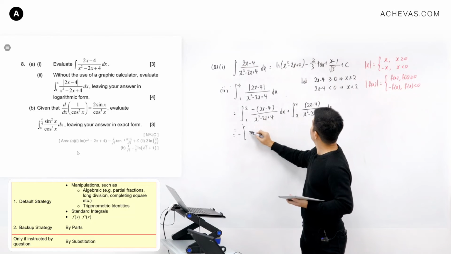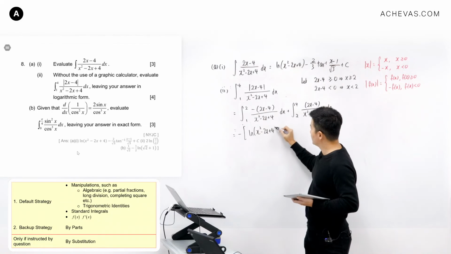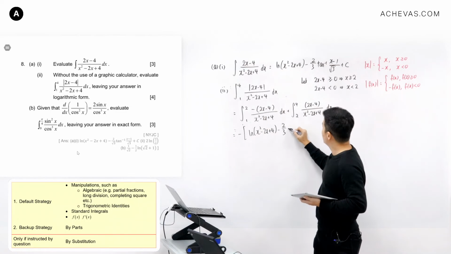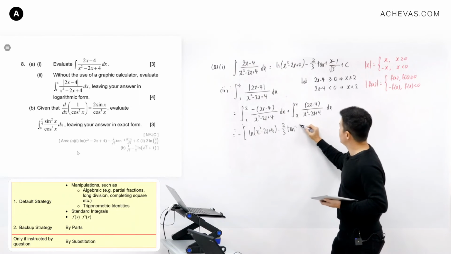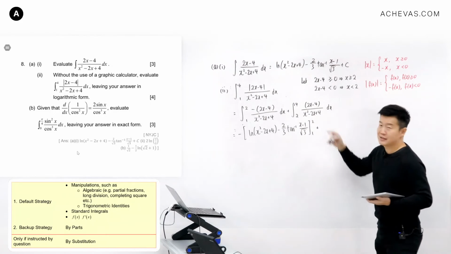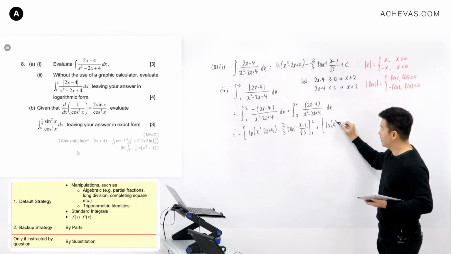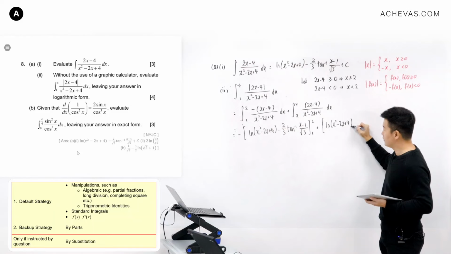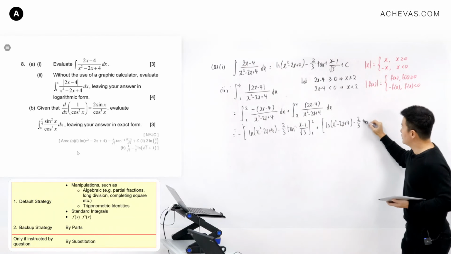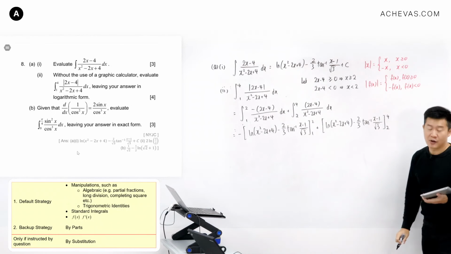It is going to be equal to ln of x squared minus 2x plus 4, minus 2 over 3 tangent inverse of (x minus 1) over square root of 3, from 1 to 2, plus this, which is again ln of x squared minus 2x plus 4, minus 2 over 3 tangent inverse of (x minus 1) over square root of 3, from 2 to 4.